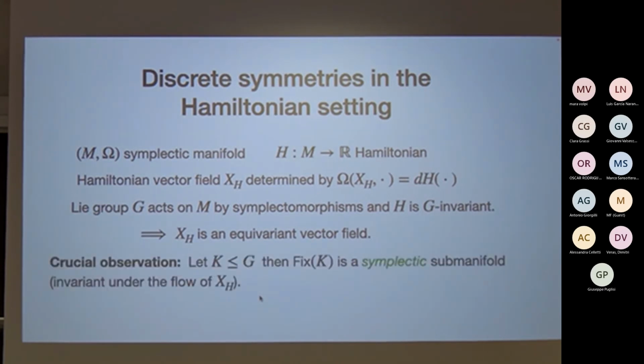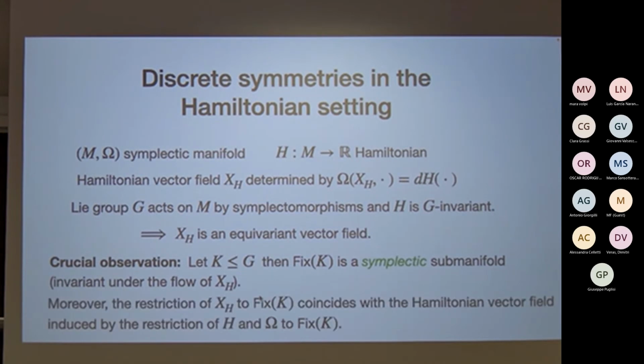And the crucial observation is that now, if you take a subgroup, then the set of fixed points is not just any subset of your phase space, but happens to be a symplectic submanifold. And then the restriction of the flow to this symplectic submanifold is obtained just by restricting the Hamiltonian and restricting the symplectic form. So this subsystem that I talked about is actually a Hamiltonian system.